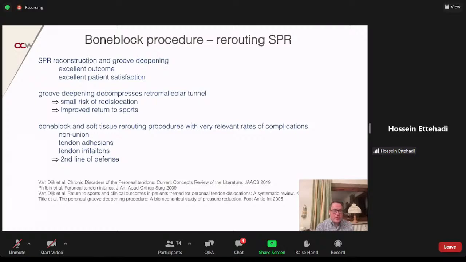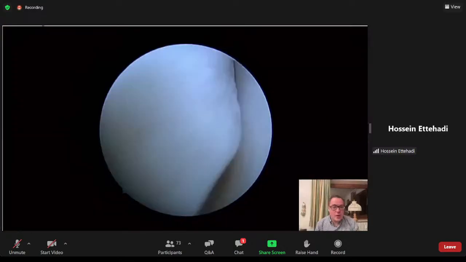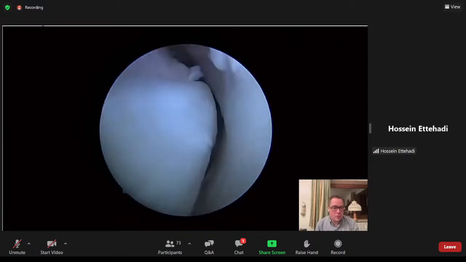But let's look into the data that literature gives us on the treatment of instability of the peroneal tendons. SPR reconstruction and groove deepening have excellent outcomes and excellent patient satisfaction. The big advantage of groove deepening is that it decompresses the retromalleolar tunnel. Like this, I have a very small risk of redislocation and an improved return to sports. Bone block procedures and soft tissue rerouting procedures have very relevant rates of complications, like non-union, tendon adhesions, and tendon irritations. So in my hands, I do not use them routinely. It is just the second line of defense that I hardly ever use.